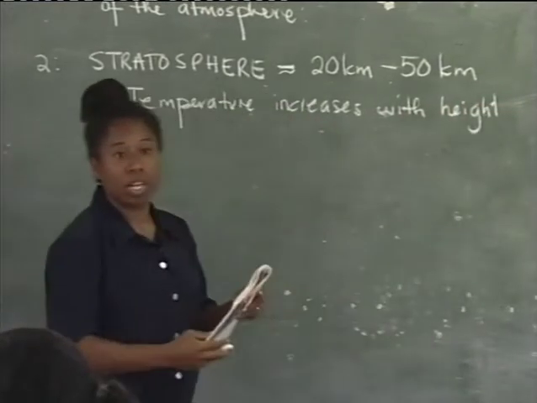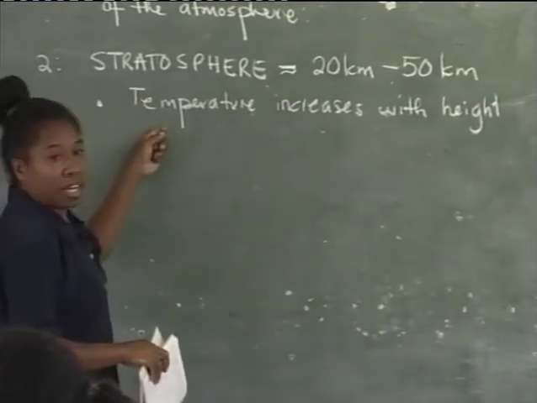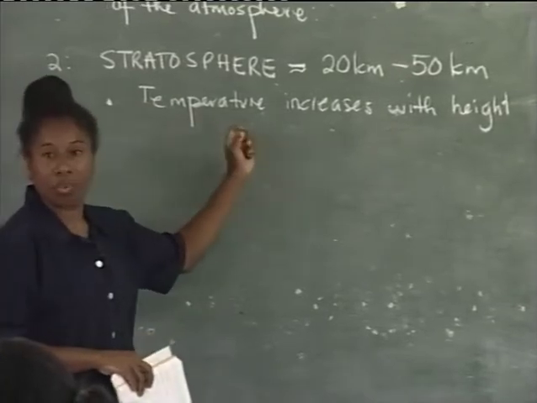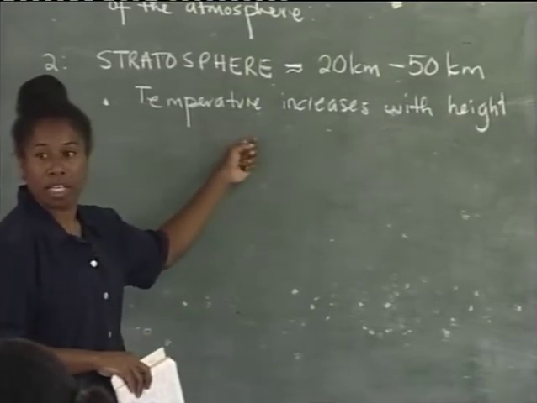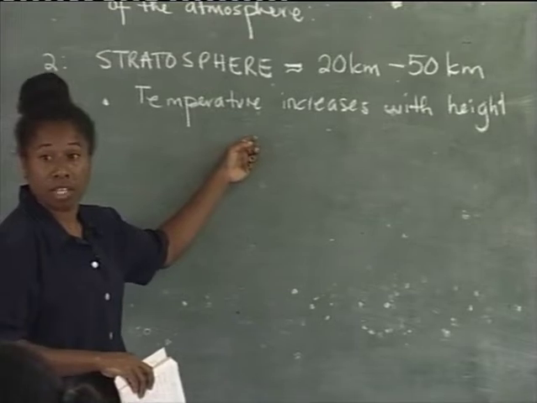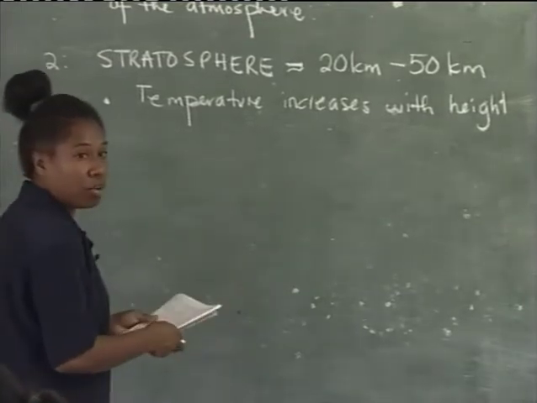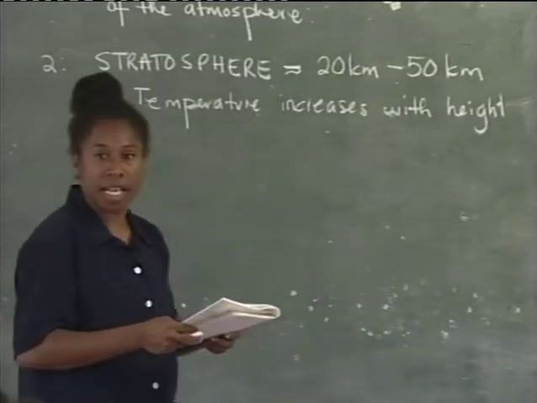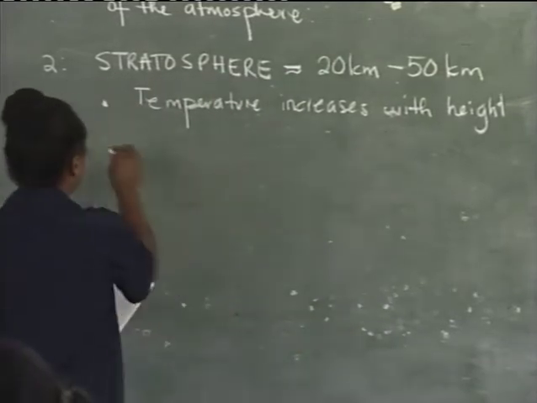Okay, so here goes. We double check. One of the characteristics is that temperature increases with height. Do we agree with that characteristic in the second layer of the atmosphere, the stratosphere? Yes, definitely. If you look at the graph that we have looked at already, you will find that temperature does increase with height in this particular layer.